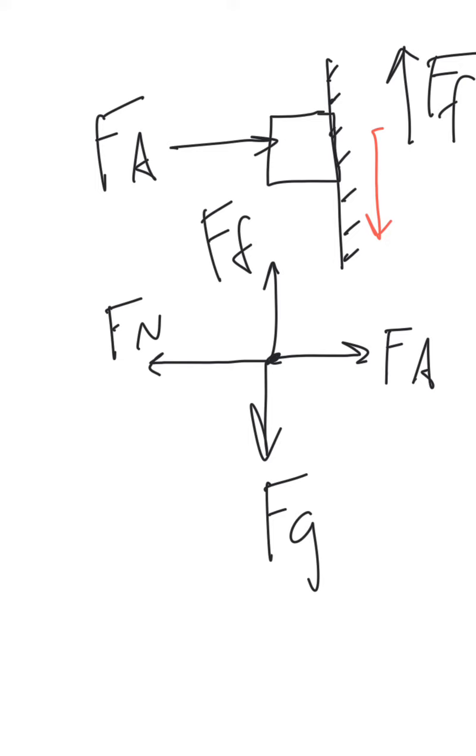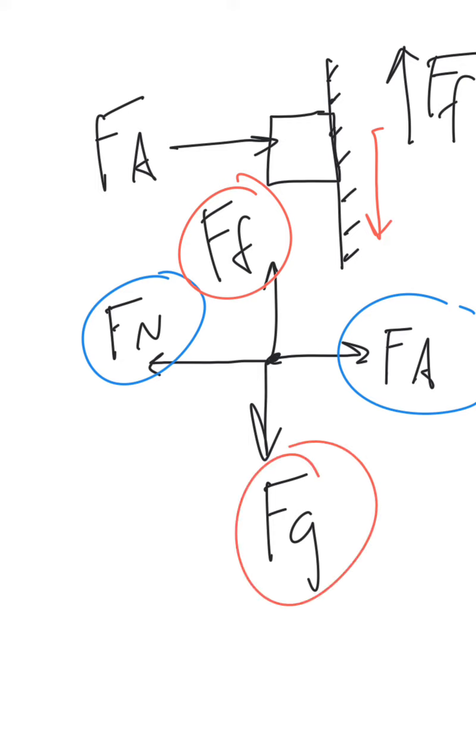So in this case, circled in blue, those two values are the same. Circled in red, those two values are the same. Now they're pointing in opposite directions, but their numbers are the same. Same thing goes with Fn and Fa, Ff and Fg. Those would all be equal to each other.